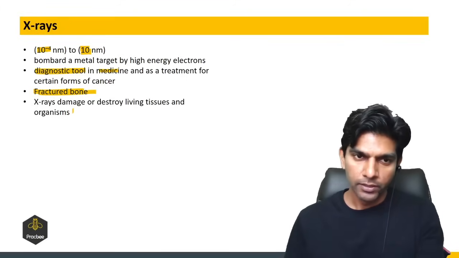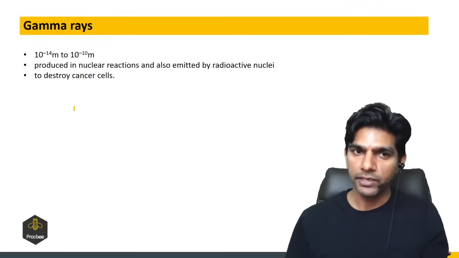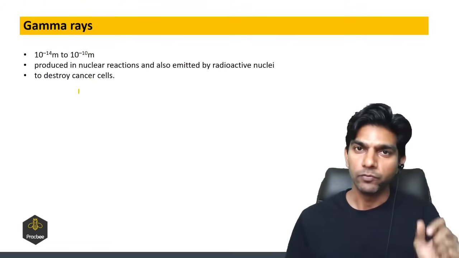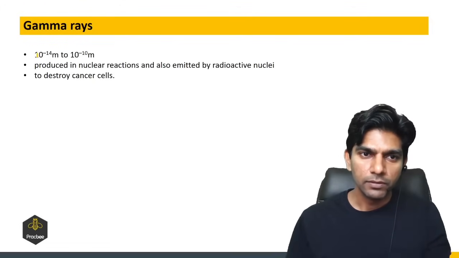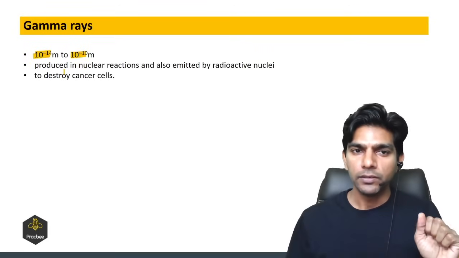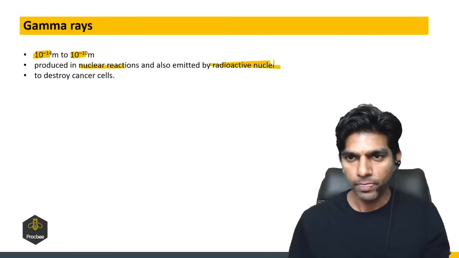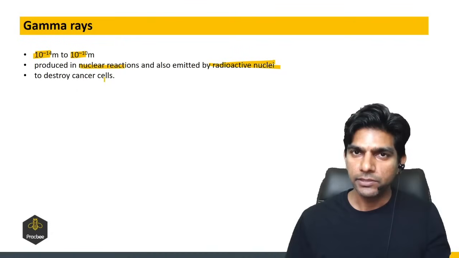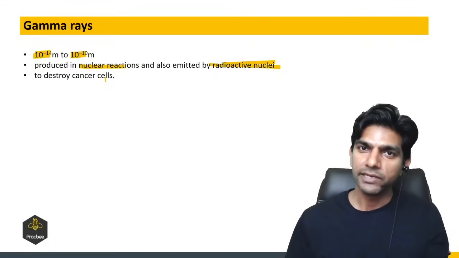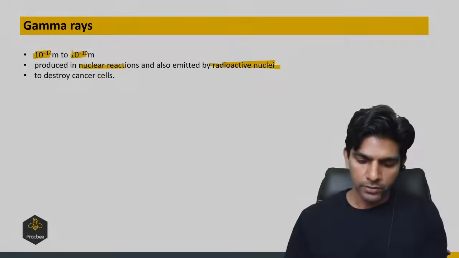Right. So the last type of electromagnetic radiation is gamma rays, and these are the most penetrating and most harmful radiation. The wavelength range is 10 raised to minus 14 meters to 10 raised to minus 10 meters, and these are produced in nuclear reactions or radioactive decay. And they can destroy cancer cells, so they are used to destroy those cancer cells. But again, exposure to this radiation should be avoided because it is extremely harmful for living tissues.